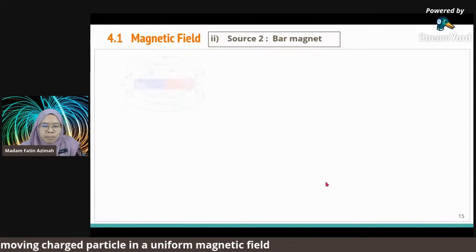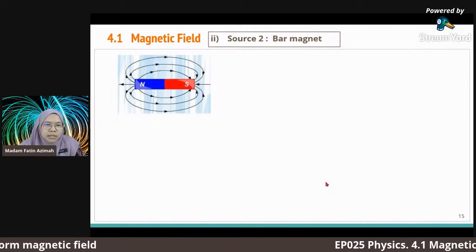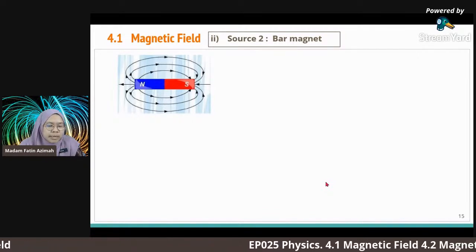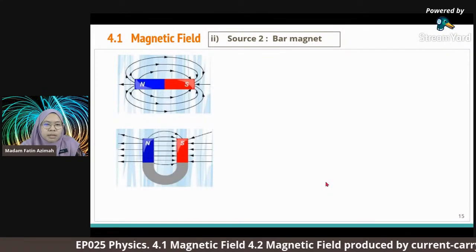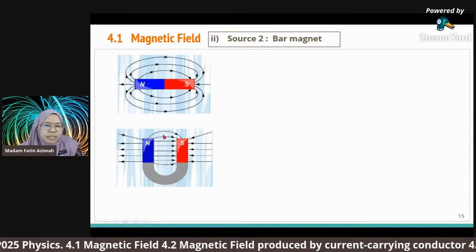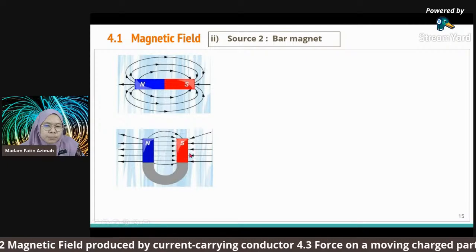Next we go to the bar magnet. These are some of the patterns around bar magnets. The first one is a common bar magnet. Second is the horseshoe shaped magnet. Here you can see that the lines are leaving the North Pole and going into the South Pole.